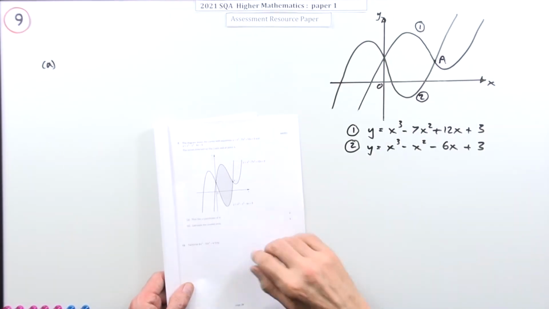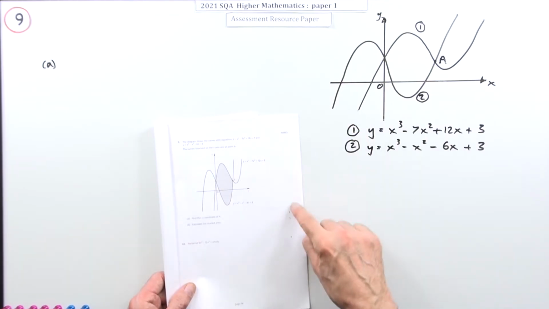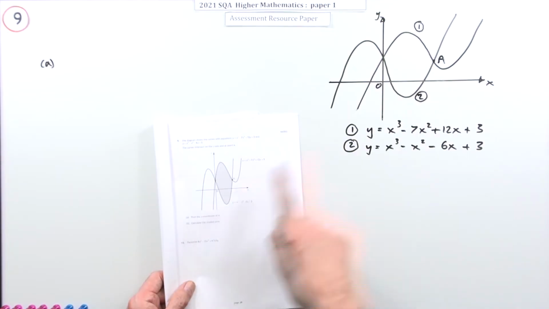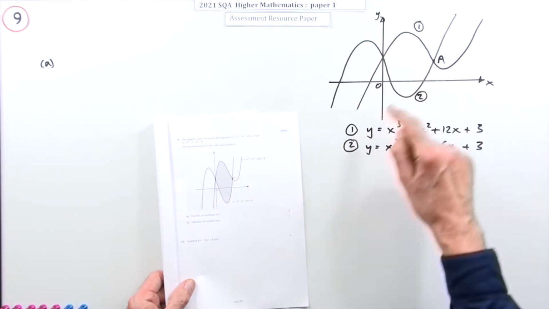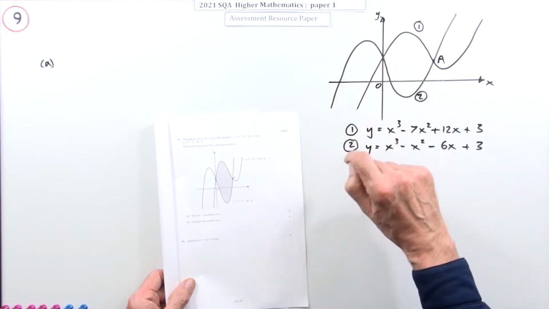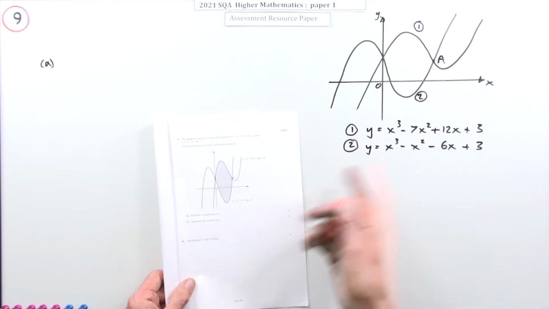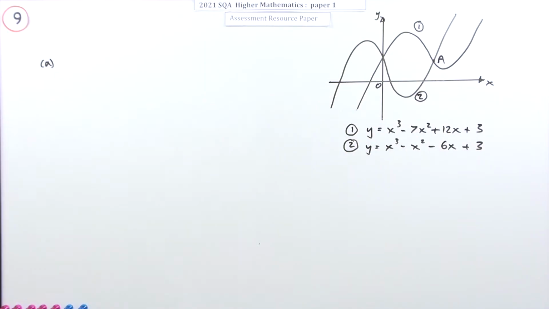So question 9 then from paper 1 of the 2021 Higher Maths resource paper. 7-mark question, essentially, find the area between two curves. It's been split into two parts. Part A, find the x-coordinate of A, because you need to know the limits of integration, when do you start and when do you stop. And then part B, properly calculate the shaded area, but it's really just the one question for 7 marks.